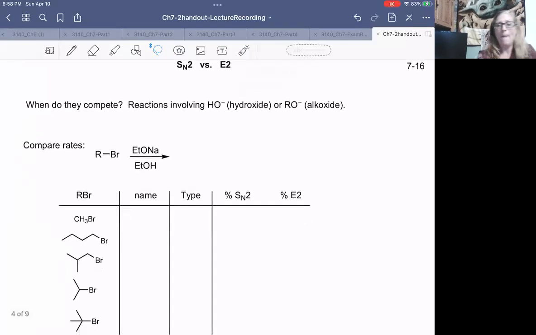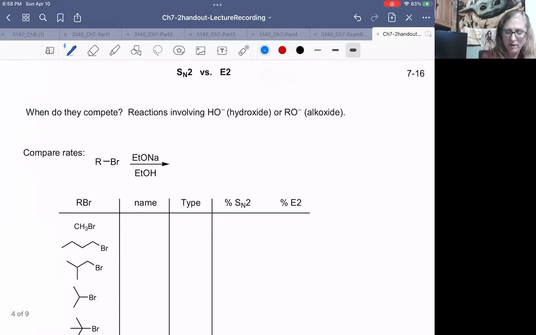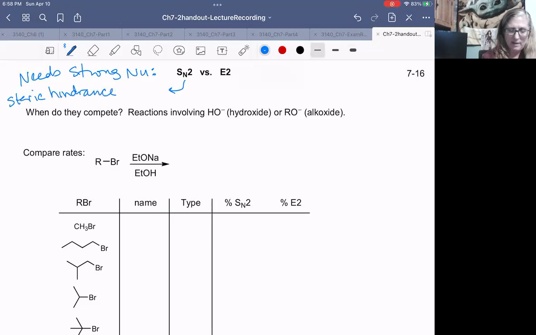So Sn2 backside attack. What does the Sn2 mechanism require? Well, it needs a strong nucleophile to do that backside attack and displacement. The other thing that we know about the Sn2 is that steric hindrance really slows it down. So steric hindrance is bad news, because you're not going to be able to get into that backside to do the substitution.